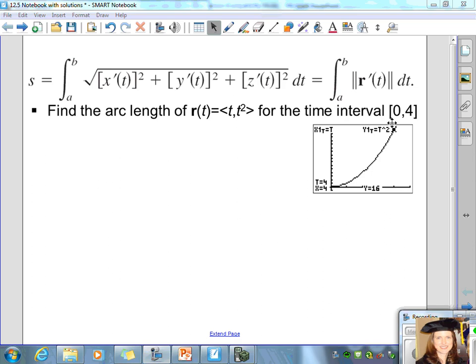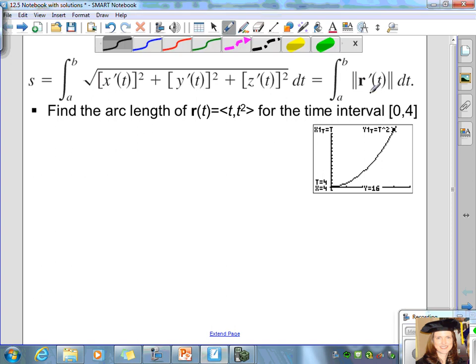So what I've done as a setup is I've graphed the original vector valued function of t comma t squared from the interval from 0 to 4. I adjusted my window so that I can see the path from time 0 to time equals 4. You can see the path begins at the origin and moves to the location 4 comma 16. We want to find the length of that path.